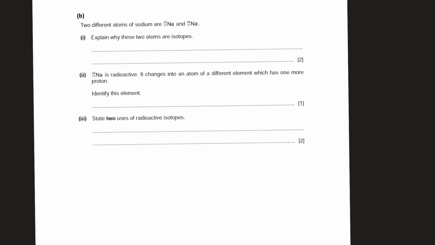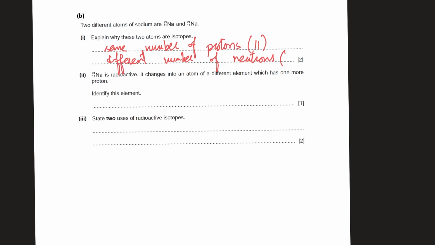Two different atoms of sodium are sodium 23 and sodium 24. Now 11 is common in both of them because that's the proton number, and the bigger number is the nucleon number. Explain why these are isotopes: because they have the same number of protons. I'm just rewriting the definition for isotopes. You can also say that they have different numbers of neutrons, and you can mention 12 and 13 if you want, but you can do without that.